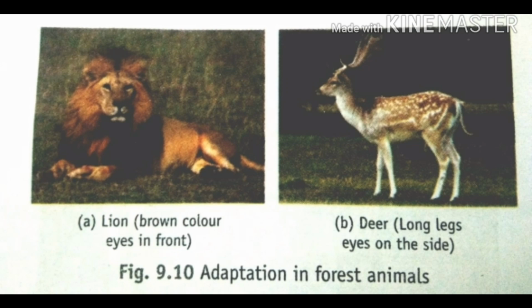Similar adaptations like those of lion are seen in other large animals and predators like wolves and foxes. Adaptations like those of the deer are seen in smaller animals like zebra and buffaloes that are generally prey for large animals. These are the adaptations needed to live in grasslands and forests.